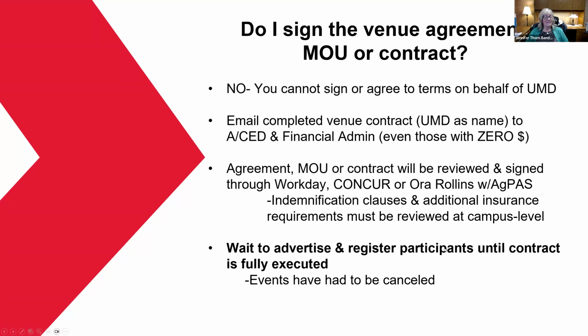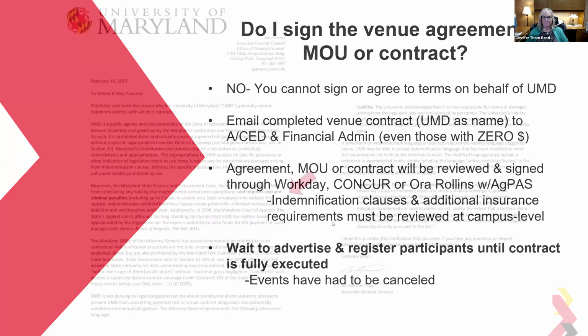where, I can give you an example, at a fire hall where we used to do an achievement night. They would not allow some of the language to be removed from their contract that campus wanted removed, the indemnification clauses, and we could not have our event there. So we had to move to another location. Had we advertised it, that would have been not a good situation for sure.